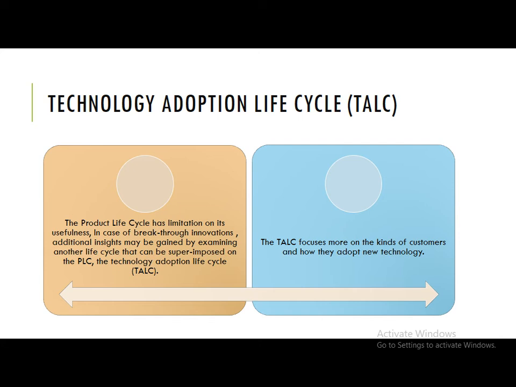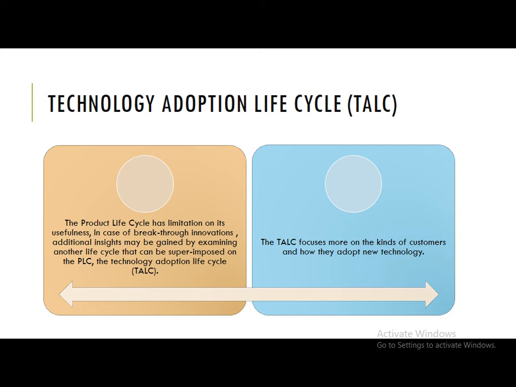Moore made more updates to these groups based on his research on high-tech business-to-business products. He grouped them as visionaries, technophiles, conservatives, and laggards. You can search for this model on YouTube and you will find more information.